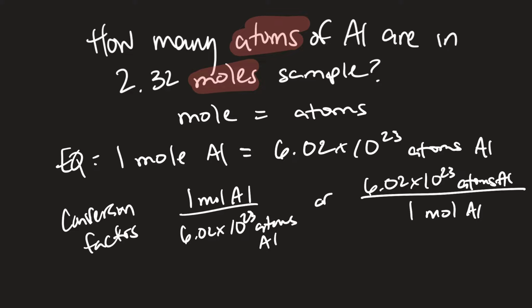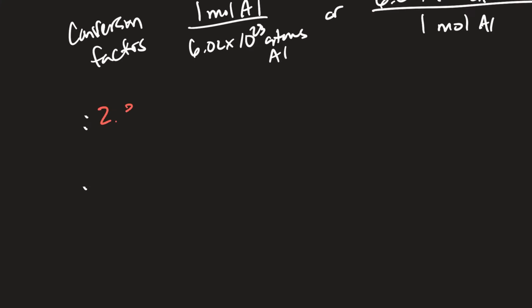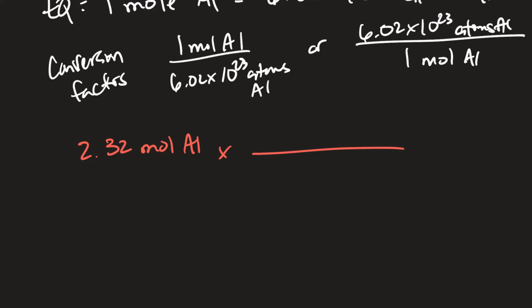Which one you use depends on the question. So let's go back and look at the question at hand. It's asking you how many atoms of aluminum are in a 2.32 mole sample. Okay, so what we're going to do, we start out with our 2.32 moles sample of aluminum. So which conversion factor will be best for our problem? If you notice, we're trying to get rid of moles of aluminum. So which one is best to get rid of moles of aluminum? The one where moles of aluminum is the denominator. The conversion factor where the moles of aluminum is the denominator. And so in this case, it'll be this one and not this one.